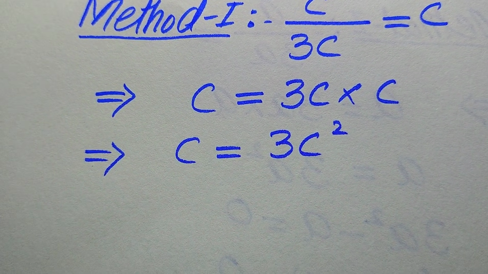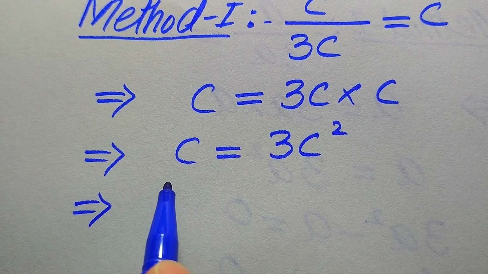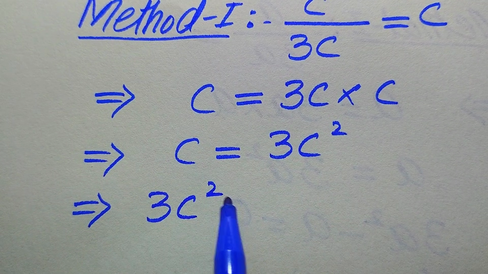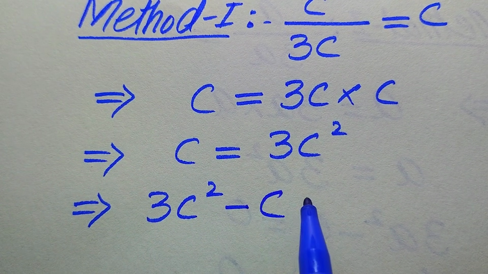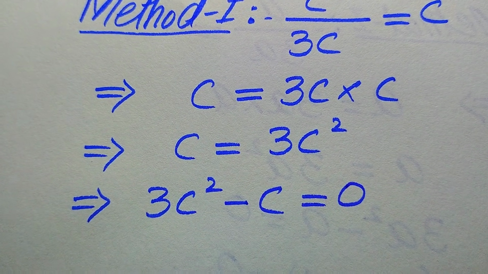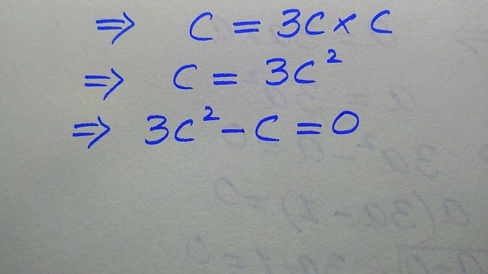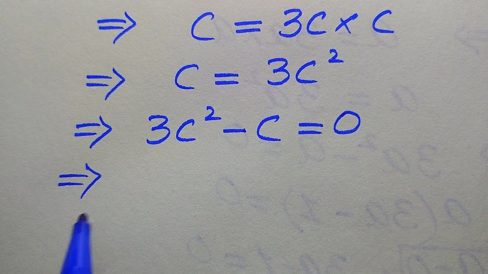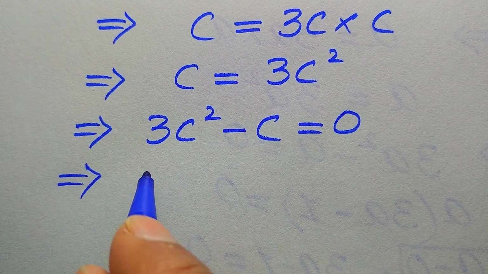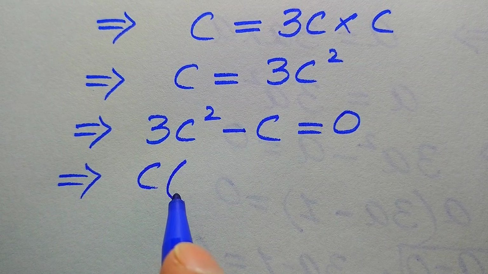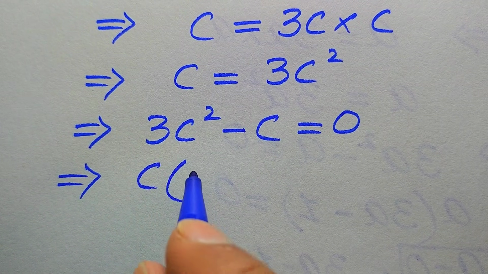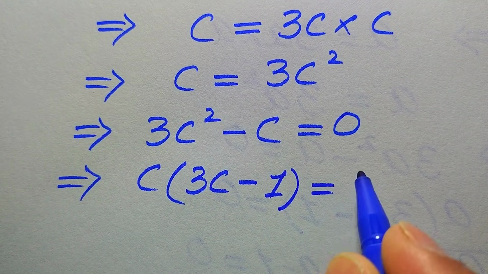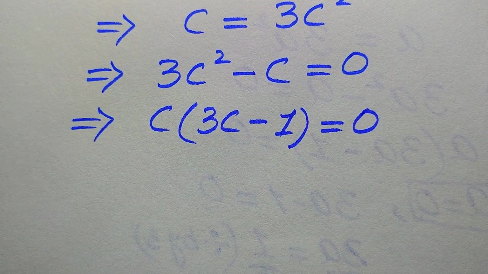That becomes 3c square. In the next step, we move the c from the left hand side to the right hand side, and it becomes 3c square. This is positive c; when we move it to the right hand side, it becomes negative c, and this whole equation is equal to 0. Now in the next step, we need more simplification, and you see that both of these two terms involve c, so we take common c from here, and when we take common c, the remaining values are 3c minus 1, and this whole equation is equal to 0.